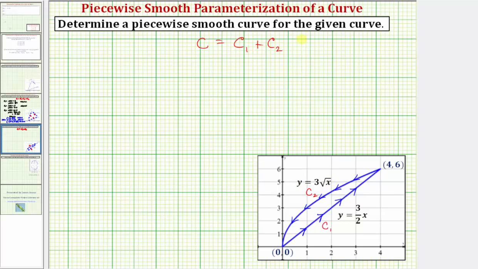To determine a piecewise smooth curve, we want to write parametric equations for C sub 1 and C sub 2. Let's first focus on C sub 1. Again, looking at the orientation, notice how the x values go from 0 to 4. So let's go ahead and let x, or x of t, be equal to t, where t would be on the closed interval from 0 to 4. And therefore y, or y of t, is equal to 3 halves t.